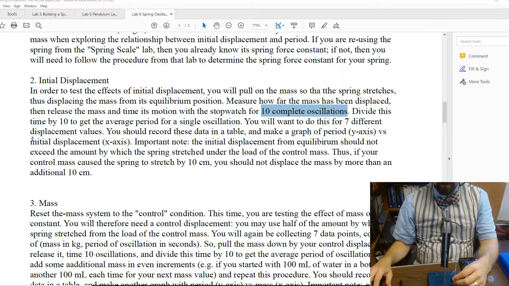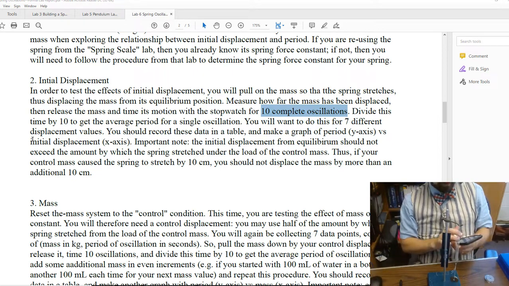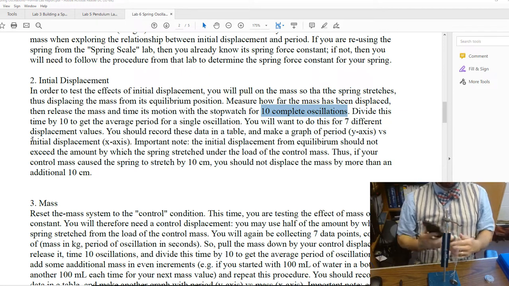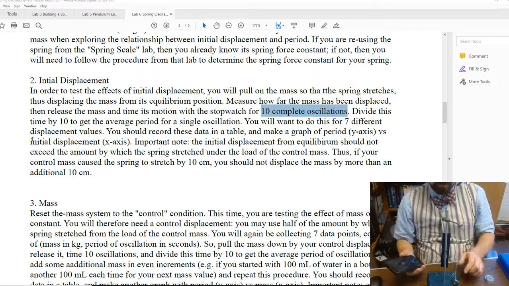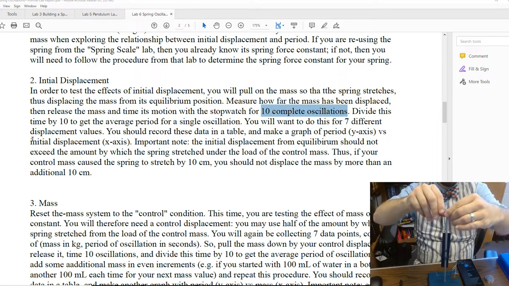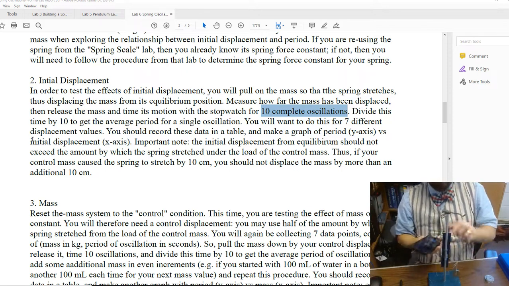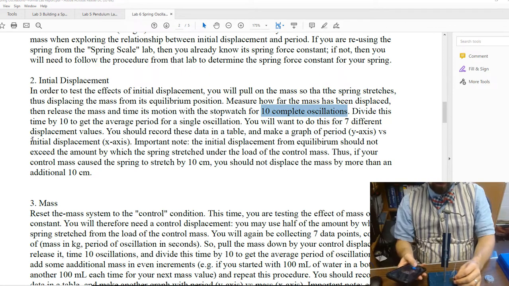Alright, so here's my masses, here's my spring. I pull down by some amount and I release. And then what you want to do, I've got on here my cell phone with the stopwatch function on it. Essentially what I do is I want to pull down and then release and time it. I'm going to move the spring up a little bit so I get a little more space to work with. So we pull down and then release, and you want to time for 10 oscillations.